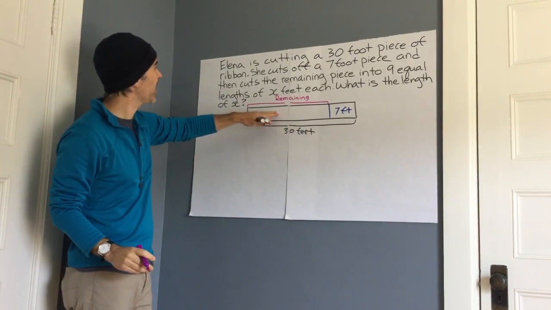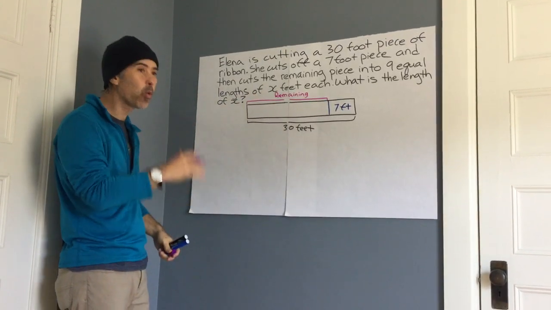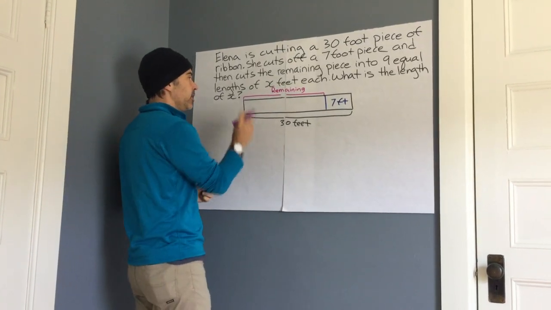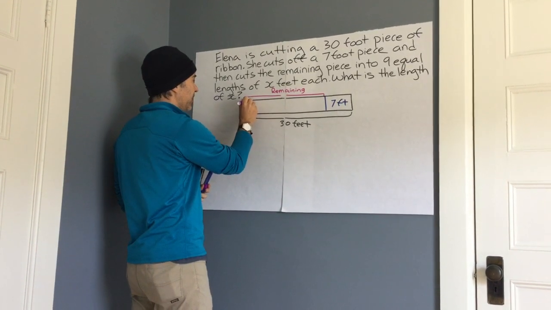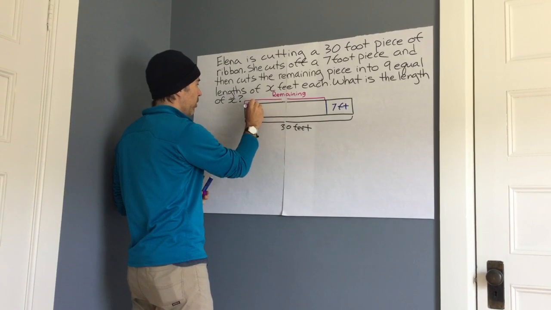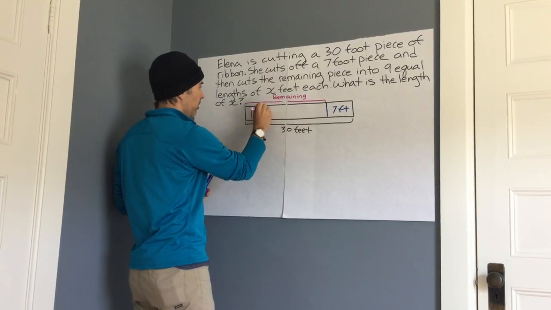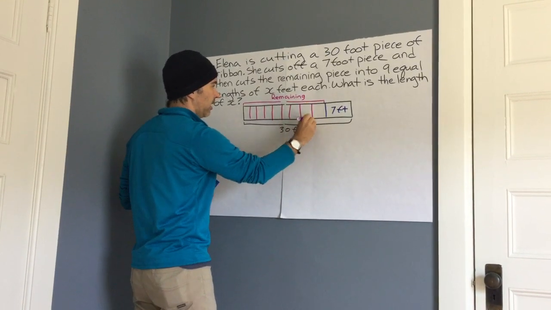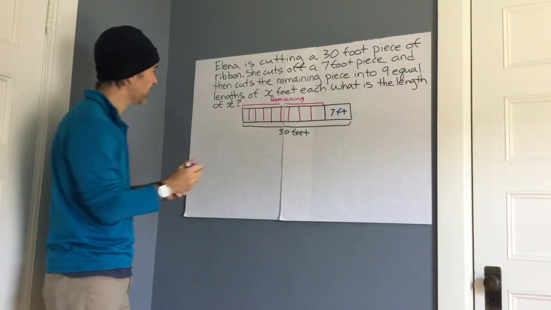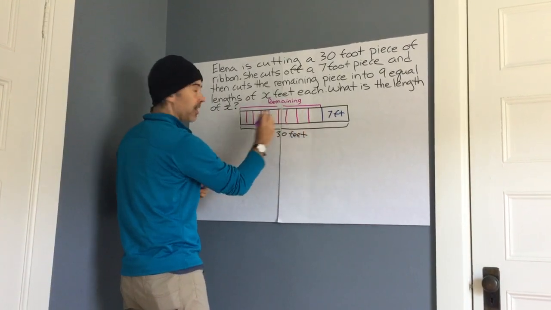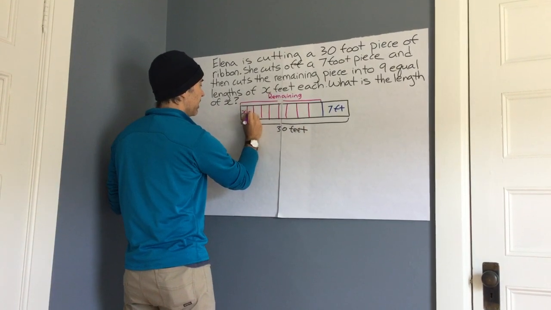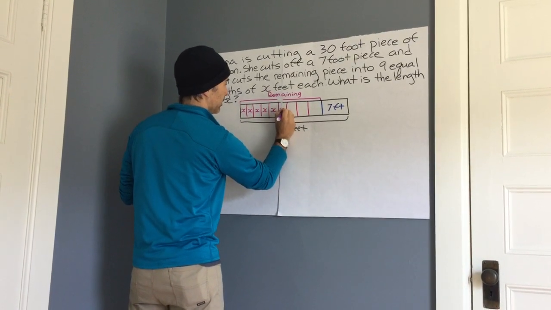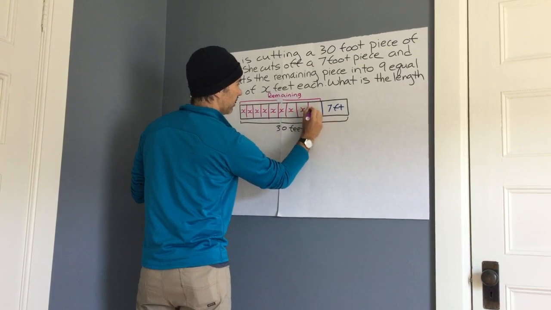And she cuts this remaining piece into 9 equal lengths. So she takes this and cuts it into 9 equal lengths. 1, 2, 3... okay, there are my 9 equal lengths. And each of these lengths has a length of X.